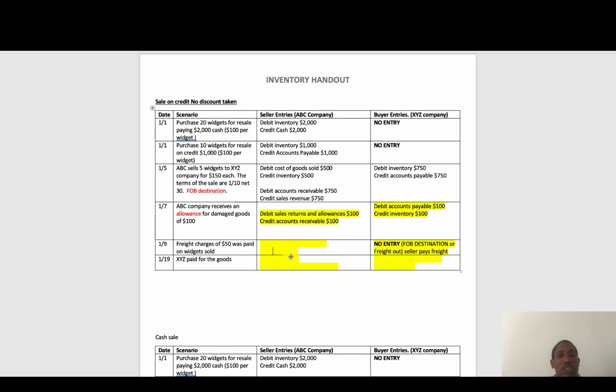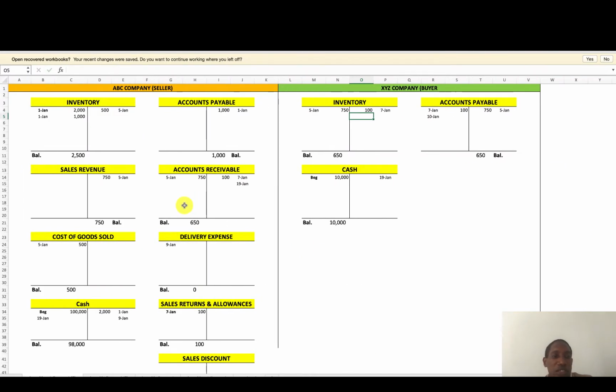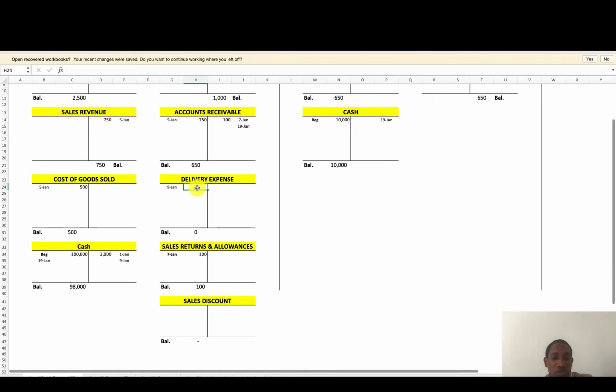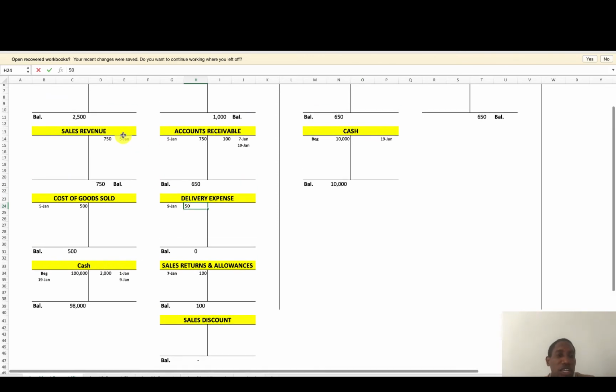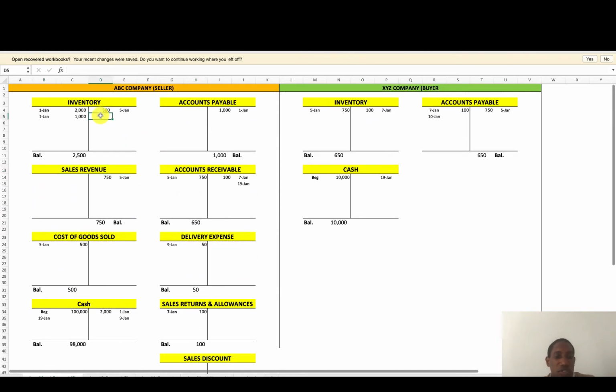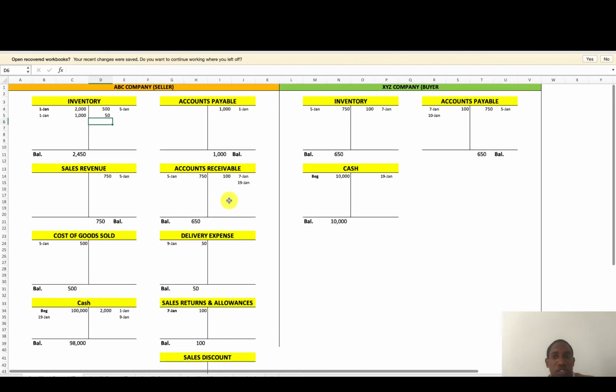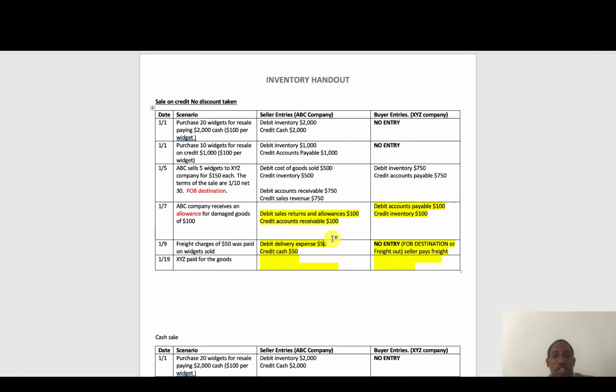And whenever the seller pays, this is going to be delivery expense, or you could say delivery charges, whatever it is. You do not adjust inventory, right? When the seller pays freight charges, there's no adjustment to inventory. Okay, so we're going to debit delivery expense here for $50, and we're going to credit cash for $50. Okay? That's it.